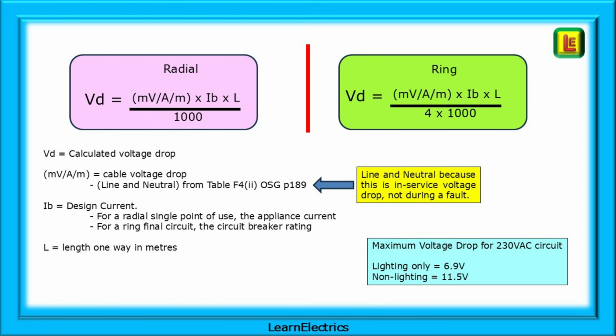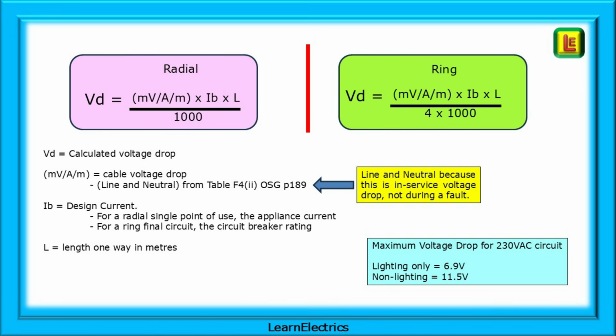We are looking at line and neutral conductors, normally both the same size, because this is voltage drop during normal fault-free service, not during a fault. No mention of the CPC. IB is the design current, and there is another difference here. For a radial, single point of use for an attached appliance, the maximum current should be used for IB.